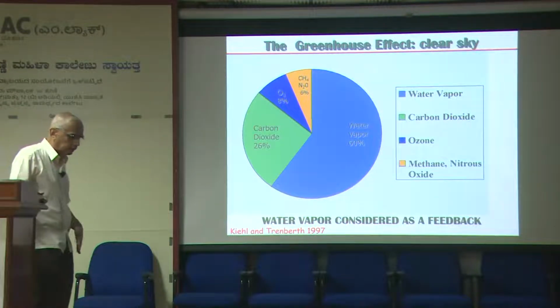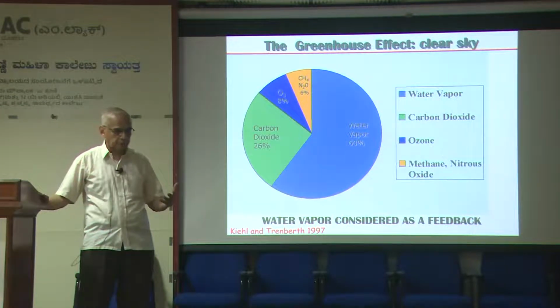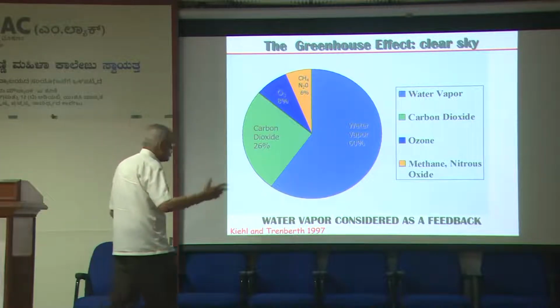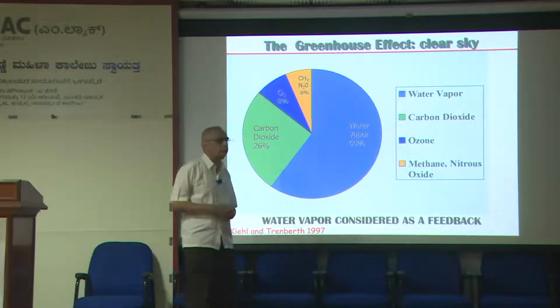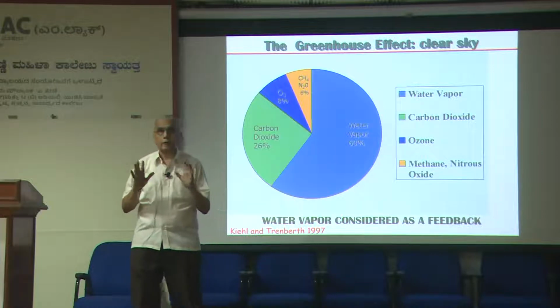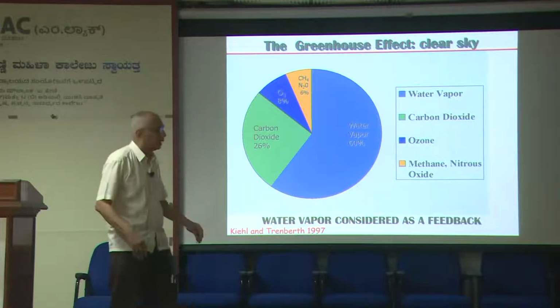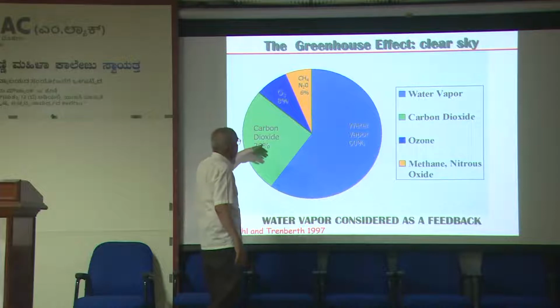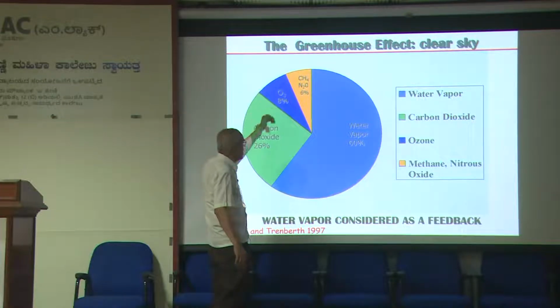Now, which are the gases causing absorption of Earth's radiation? The most important is water vapor. 60% of the radiation that is absorbed is by water vapor, about 100 watts per meter square. Then next is carbon dioxide, then ozone, then methane and so on.